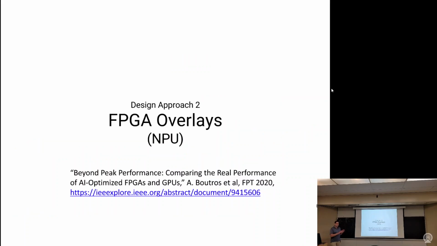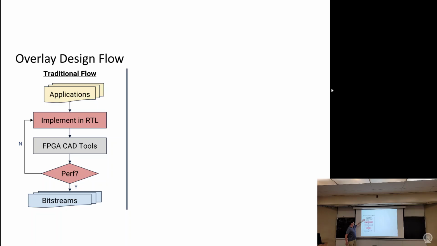OK, so that was an example of a custom hardware data flow accelerator. So let me give you an example of an overlay. And this is something called the neural processing unit that was co-developed with Intel. OK, so this is just an overview of overlays, right? With traditional hardware development and what we just did in the previous design, you take your applications, you implement them in RTL, you run through the CAD tools, and you get bit streams. So it's time consuming for any new application.